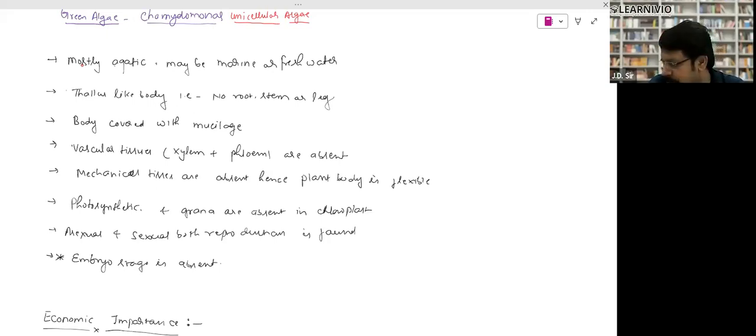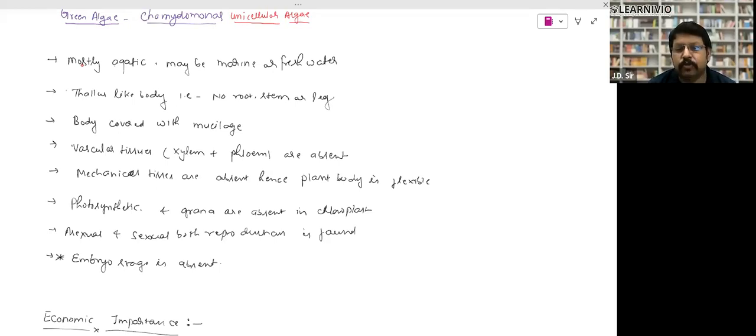Second point, they have a thallus-like body. Means their body structure is thallus-like. We have already discussed that thallus means there is no root, stem, or leaf-like structure. The plant is not divided into root, stem, and leaf. The body is covered with mucilage, right? Mucilage is a gel-like structure. Mucilage prevents algae from dehydration, right?